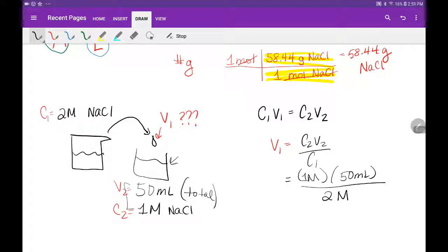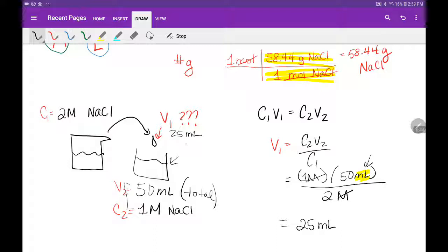Okay, and then these molars are going to cancel. Our volume is going to be left in milliliters because that hasn't canceled. And so our volume is going to be 50 divided by 2, which is 25 milliliters. So V1, we're going to need 25 mLs of a 2 molar NaCl solution in order to make this new solution.